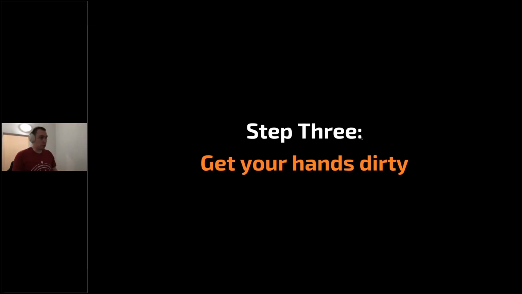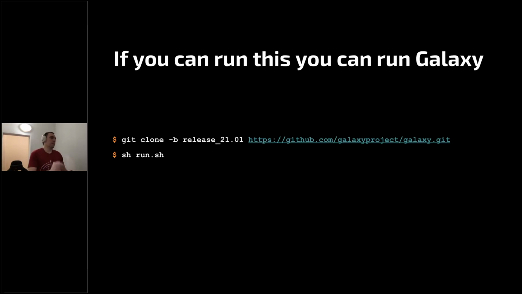So that was step 2, get inspired and see how things can be done. Step 3 is to get your hands dirty. This is a little bit of code, not too much. If you can run this, you can run Galaxy. And it's 2 lines. The first is git clone, which is a way to obtain the source code of Galaxy. And the second is to execute the starting script. So after this finishes, you will have a Galaxy up and running on your machine.